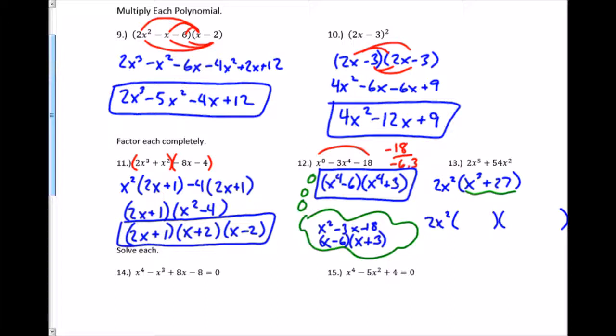And now I use SOAP, the same opposite, always a plus, so this sign was a plus. So this sign is the same, this one's the opposite, this one's always a plus. The cube root of x cubed is x, the cube root of 27 is a 3. And then x squared is x squared, 3 squared is 9. The middle term, I do the x times the 3, which is a 3x. And that's how I factor a sum or difference of cubes.